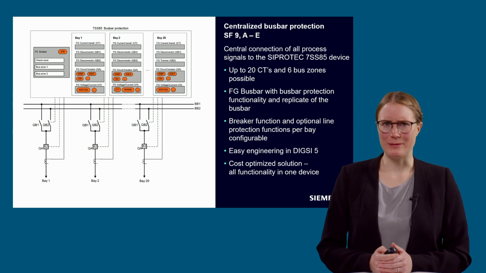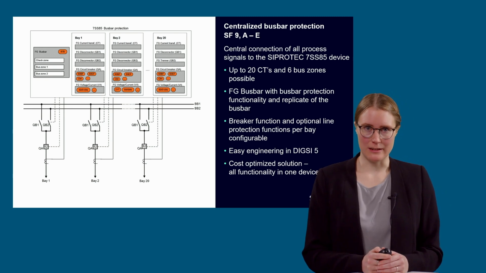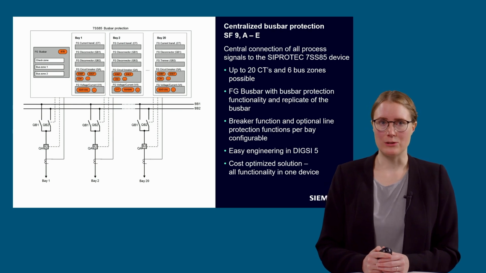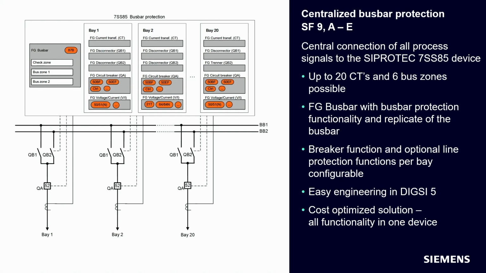Okay, now I want to dive a little bit deeper into each solution. This slide shows a single line diagram of a double busbar system with 20 bays. In this sketch, only 3 of them are drawn as an example. So typically for the centralized approach here, the signals of the bay, that means the two disconnectors, the circuit breaker and the current transformer, are directly connected to the 7SS85. Of course, enough current inputs must be available in the device. So with up to 20 bays, the device is a big one.